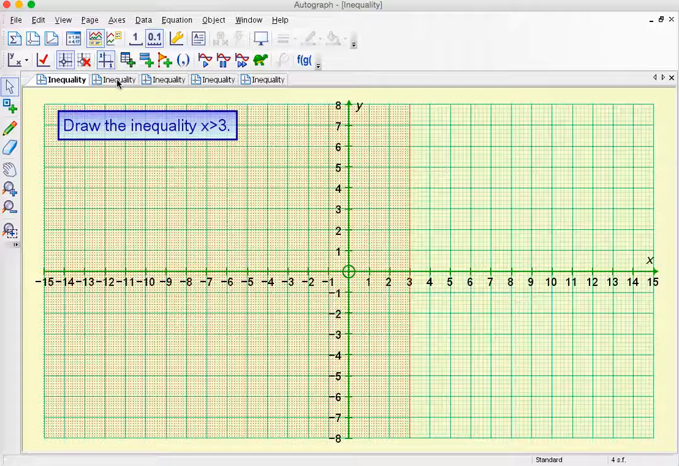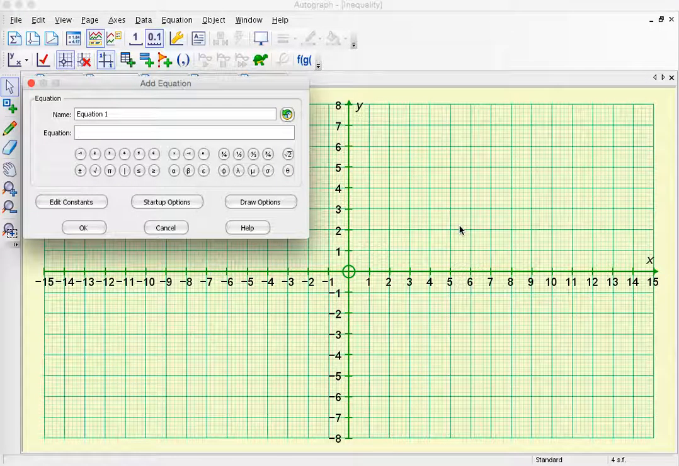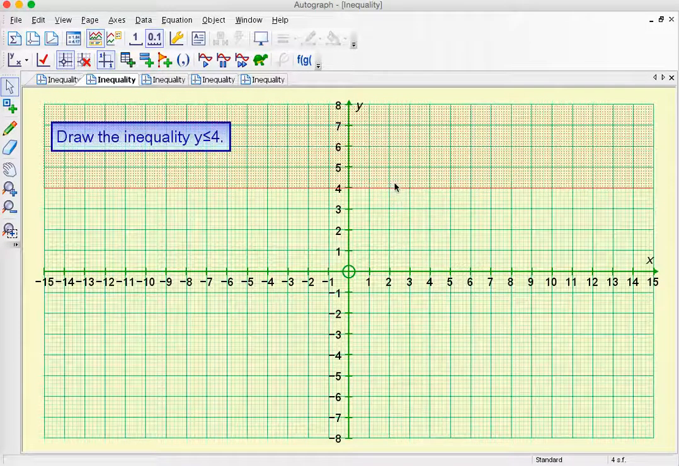So let's have a look at another one. This is the inequality y is less than or equal to 4. Again, I'm going to type in y is less than or equal to 4. It's going to draw the line y equals 4 here. This time it's going to make it solid because of the equals to in here. And it's going to shade everything above the line because I want y to be less than 4. So there we go, a solid line. It shaded everything above. I want everything below.